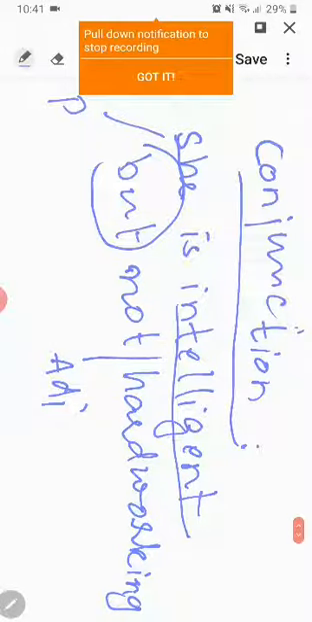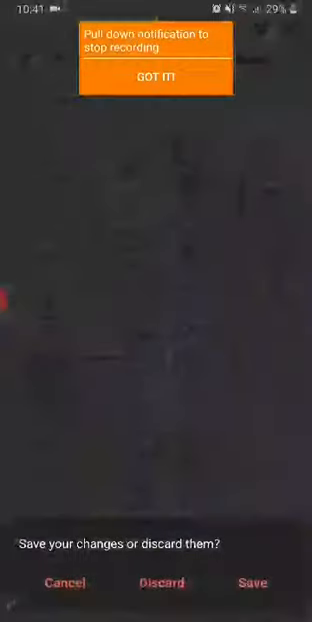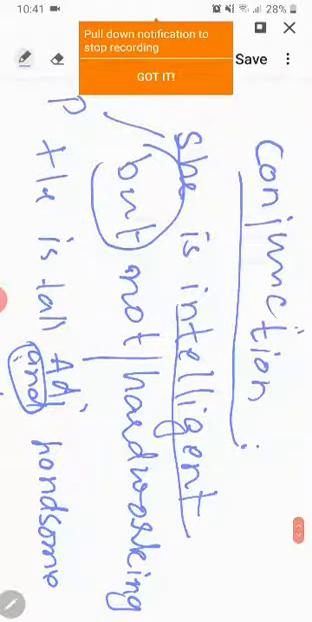Another example of a conjunction is: he is tall and handsome. In this example, the word and is joining the two words tall and handsome, and it is also a conjunction.